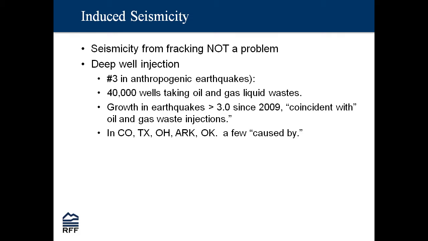Deep injection wells are number three in anthropogenic earthquake causes. There's 40,000 of these wells, and there's been a significant growth in earthquakes greater than 3.0 on the Richter scale since 2009. Now, most of these, the USGS says, are coincident with oil and gas waste injections, but in certain states and in certain instances, they'll use the phrase "caused by."